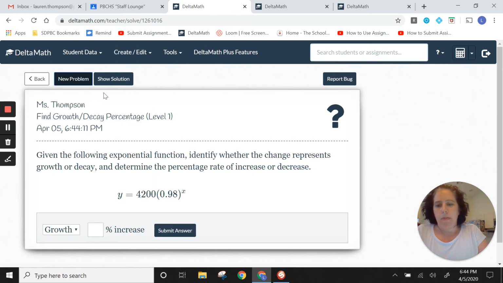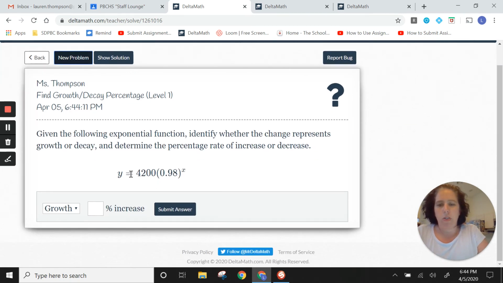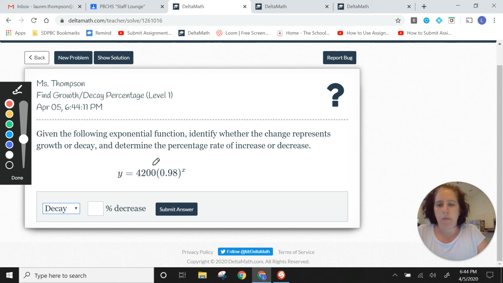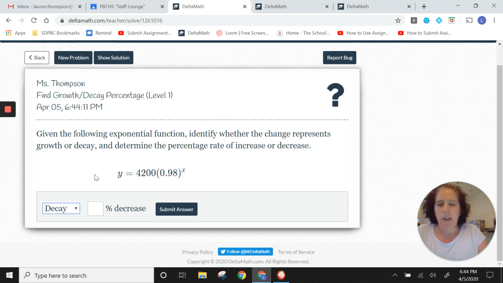Okay, this one's fine. It changed. So this one you have to figure out as growth or decay. It's less than 1, so that's going to be a decay. Remember, you're looking at this number right here. Now you're going to do decay.